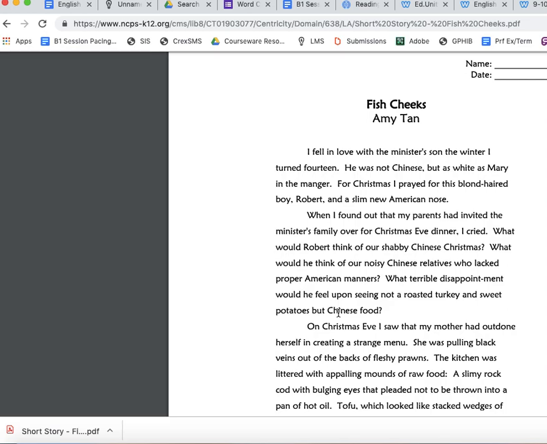So I highly encourage you to write down this information as we go through the story, so that you don't have to go back to the story later on. Okay.